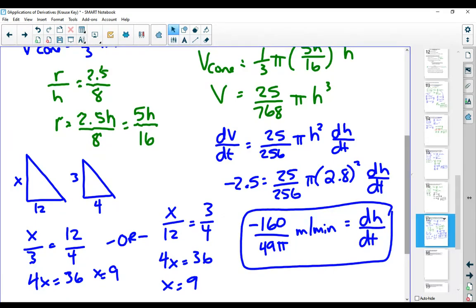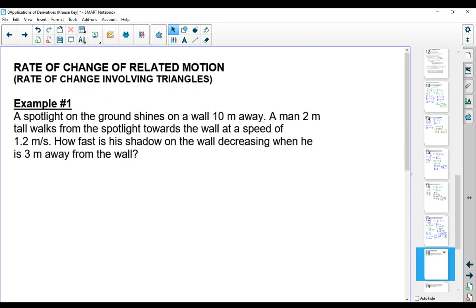So again, in terms of how I solved that, I divided by 2.8 squared, I divided by the pi, and I divided by the 25 over 256. You can certainly simplify the 25 over 256 and the 2.8 squared, and then take negative 2.5 and divide by that number. But remember, you're also dividing by pi, and we want to keep our answers exact. So again, at this point, you might choose to pause the video, do some of the volume and area questions, and then come back to these tomorrow to look at related motion.